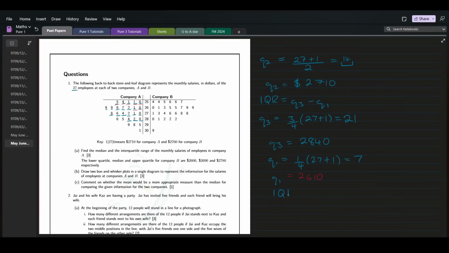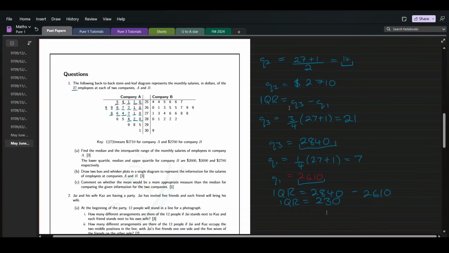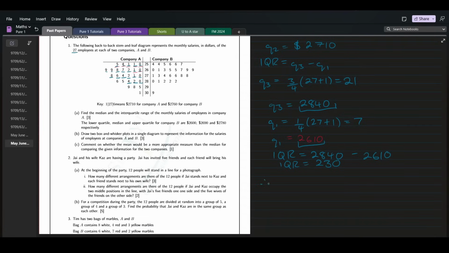So we can come here and say that our interquartile range is equal to Q3, which is 2,840, minus Q1, which is 2,610. And let's punch that into the calculator. This is 2,840 minus 2,610, and that gives us 230. So we can conclude that for part A, our final answer is that Q2 is $2,710 and our interquartile range is $230.